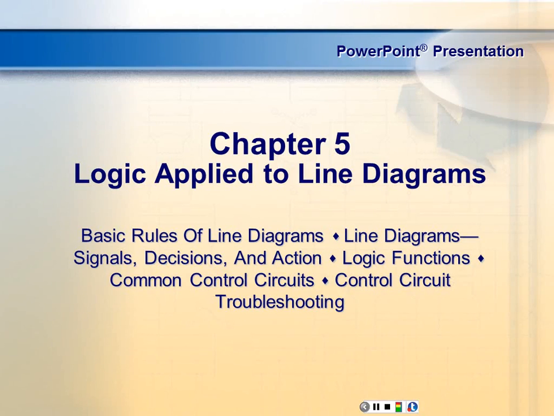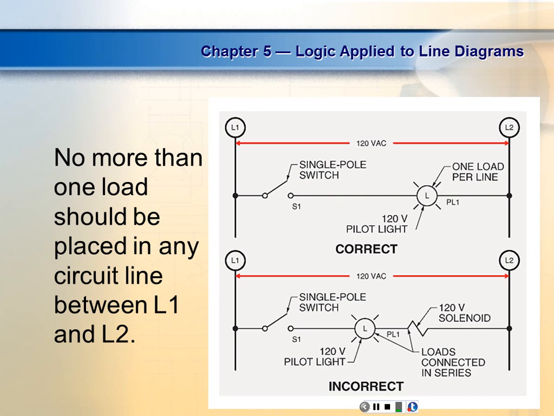Basic rules of line diagrams, signal decision, action, logic functions, which is the main coverage, common control circuits, and control circuit troubleshooting. So this is where we get into our basic troubleshooting of control circuits. We've already talked about this, right? No more than one load per line. We can have a lot of loads per rung, but only one load per line.